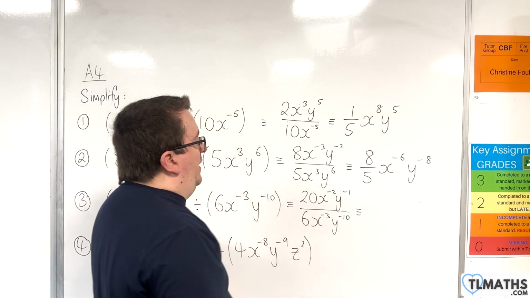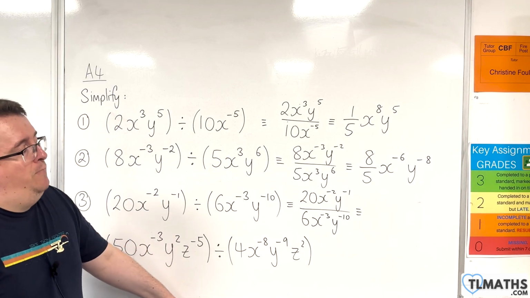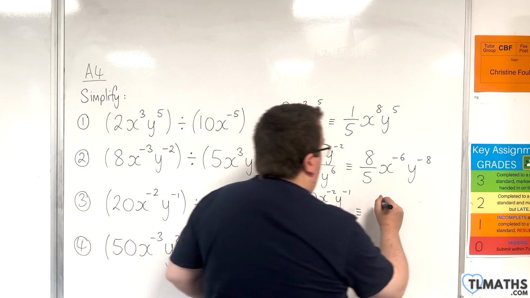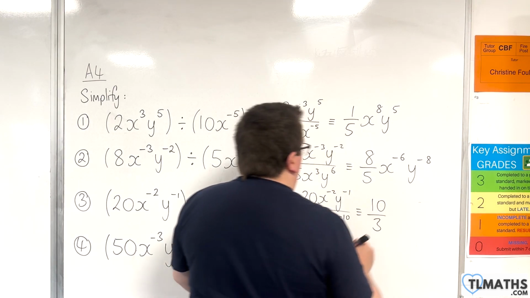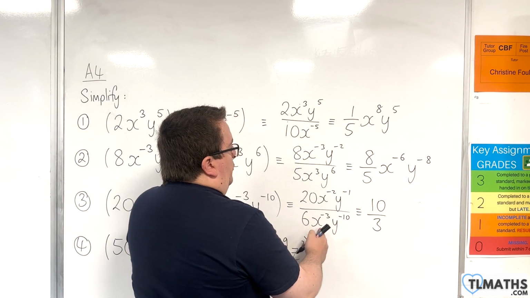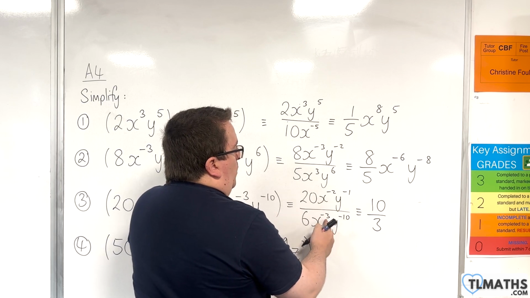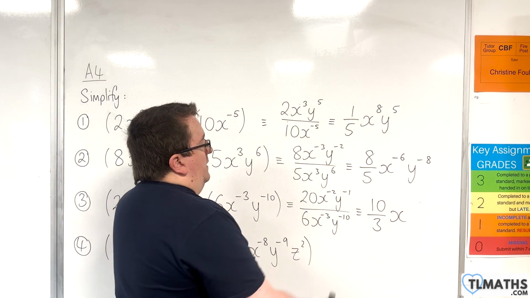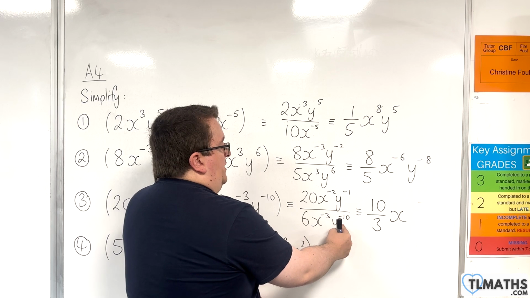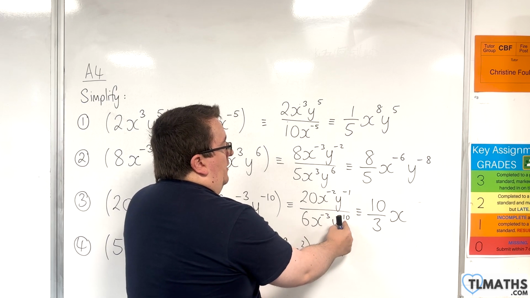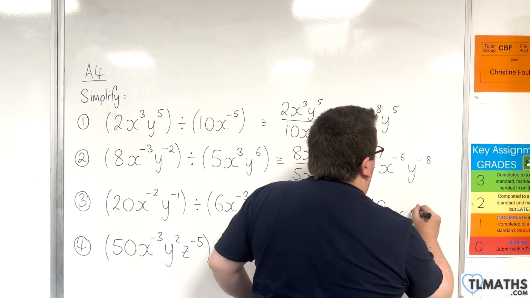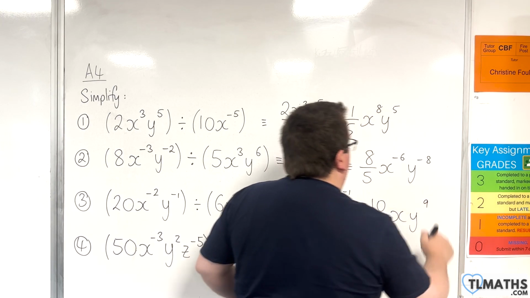So 20 over 6, deal with that first. That as a fraction can be simplified dividing top and bottom by 2, so that's 10/3. X to the minus 2 divided by x to the minus 3, minus 2 take away minus 3. So minus 2 plus 3 is 1. So x to the 1. Then we have y to the minus 1 divided by y to the minus 10. Minus 1 take away minus 10 is minus 1 plus 10, which is 9. So y to the 9.